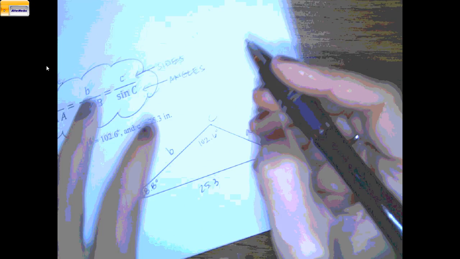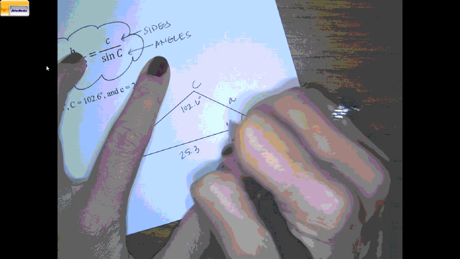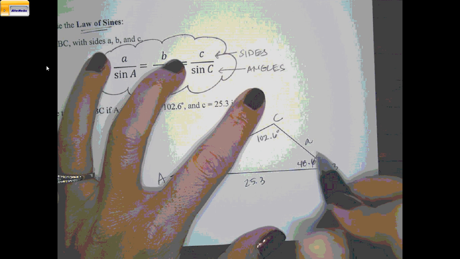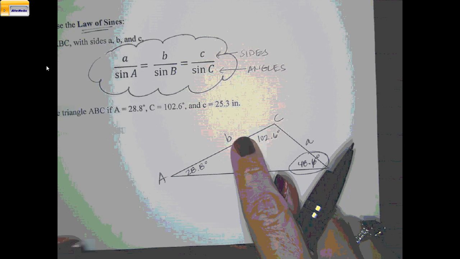Yeah, no problem. 48.6 degrees. Don't forget your little degree bubble. So we found one piece, and now we need the sides. So we're just going to use law of sines.